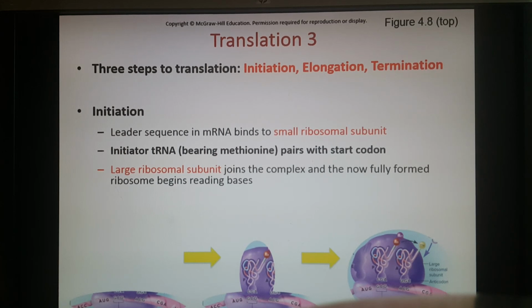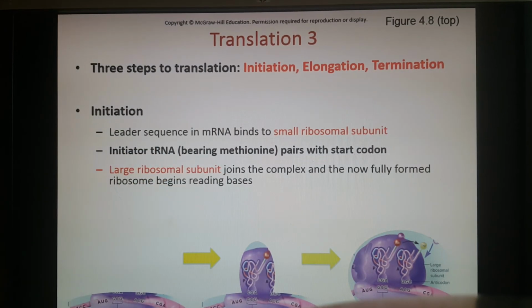As you're making your proteins, there are three steps. First is the initiation phase, adding your ribosomal RNA to your mRNA molecule, again starting with your leader sequence, and then binding once you get to your start codon.